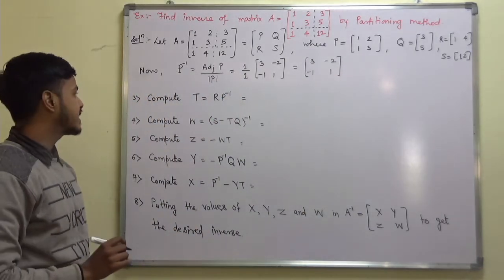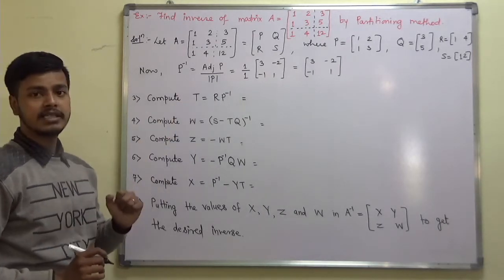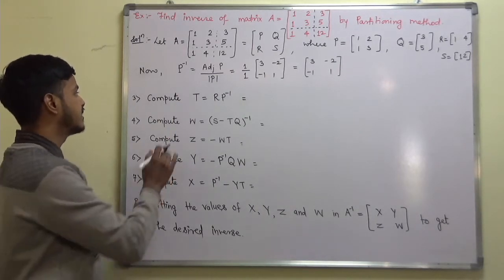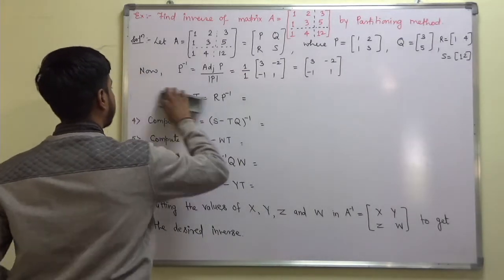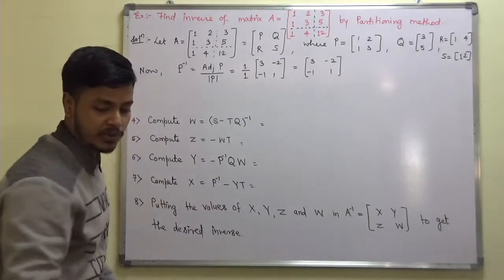Now the second thing is T. So we have to compute T. So let me rub this first. Now T is equal to our R P inverse.